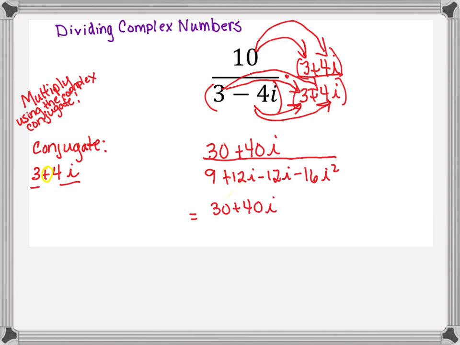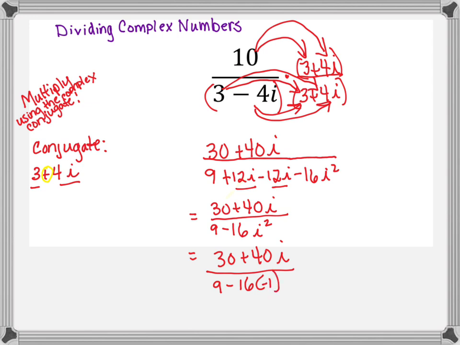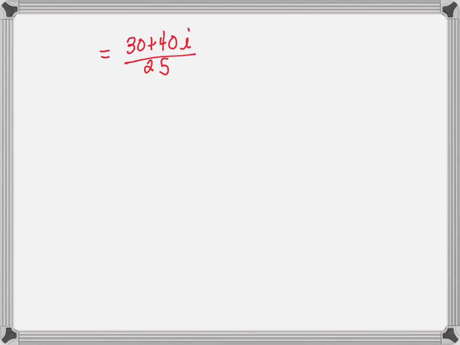Okay, so our numerator can't simplify, but in our denominator, we have a positive 12i, we have a negative 12i, those will cancel out. So I have 9 minus 16i squared. So I have 30 plus 40i in the numerator. And I have to remember that i squared equals negative 1. So my denominator becomes 9 minus 16 times negative 1, or 9 plus 16. And simplifying that further, I have 30 plus 40i over 25.